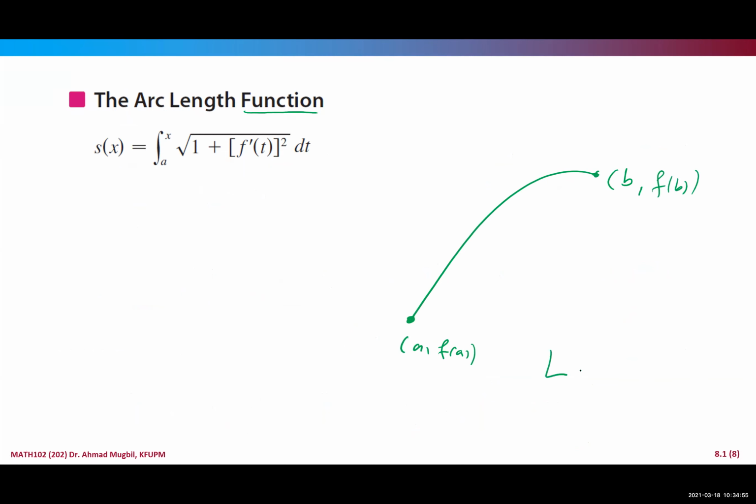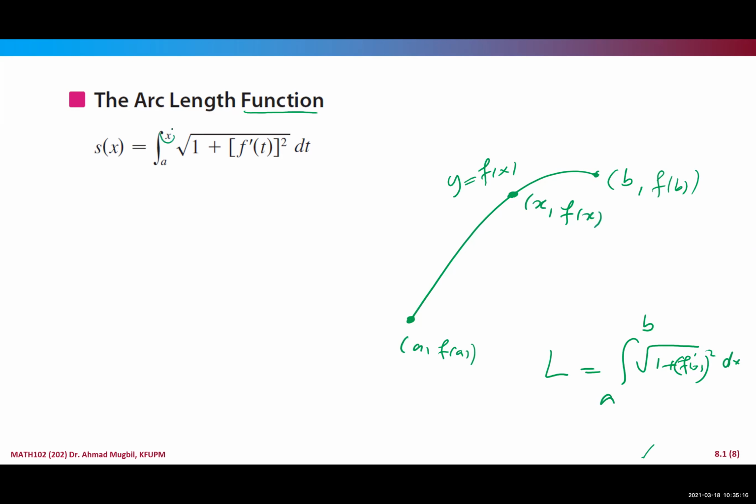The length of the curve will be the integral from a to b of the square root of 1 plus f prime of x, all squared, dx, if this is y equals f of x. Okay? Now, what about if I replace b by x? So I want to find it at any point x here.